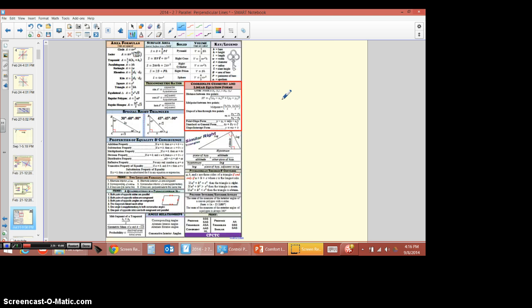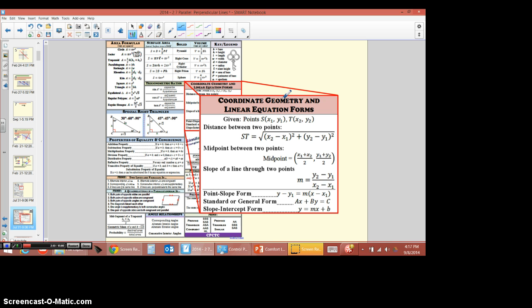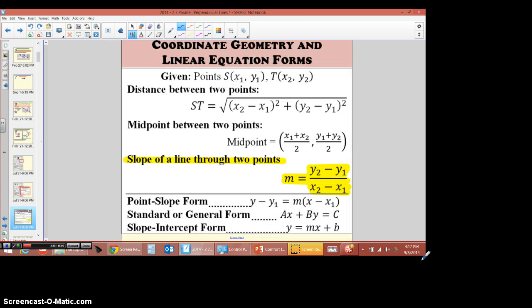It's going to be on your cheat sheet right here under coordinate geometry. Notice we've got the slope of a line through 2 points right there. Also, we've got some slope-intercept equations that we're going to talk about. Some good stuff. So right here, slope of a line through 2 points. It's highlighted in yellow. You should know that.